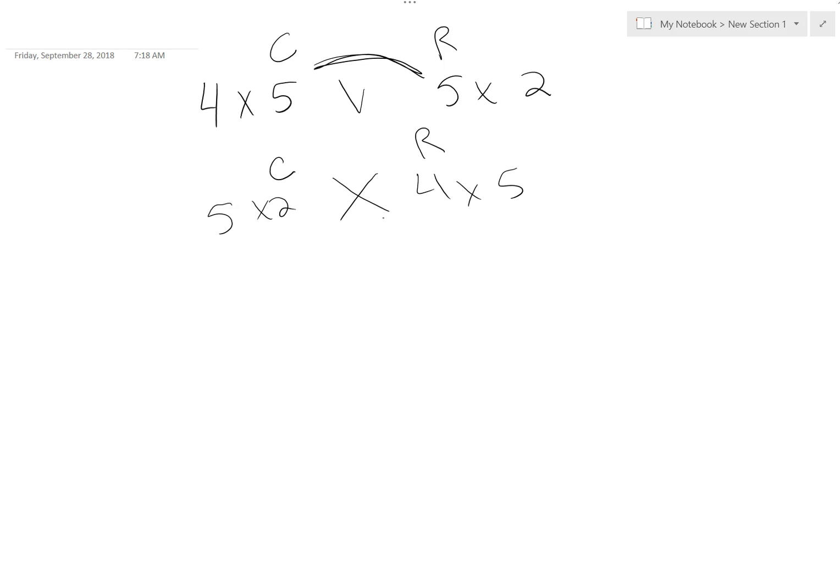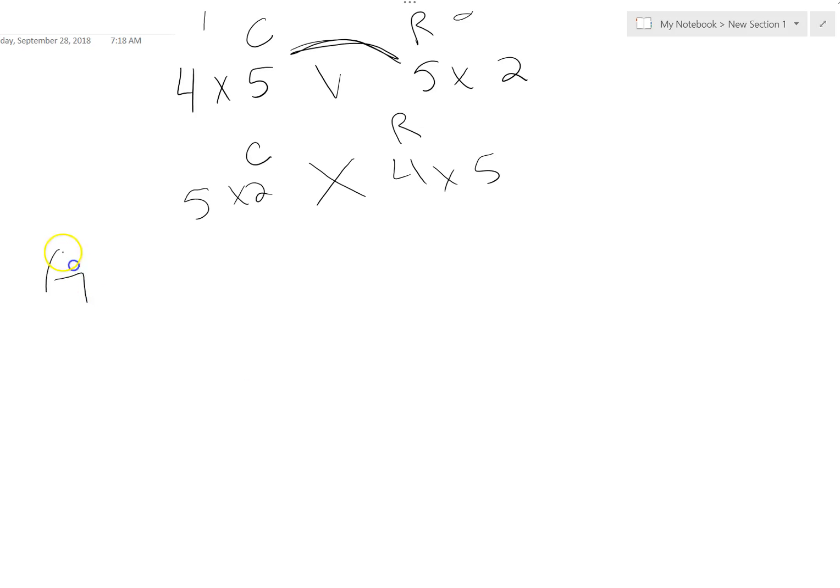Berger do them, and don't forget you always have your calculator to check these. But basically, the columns of the first matrix have to match the rows of the second matrix. Okay, so we're going to do one together. This is number 7 on your practice homework.